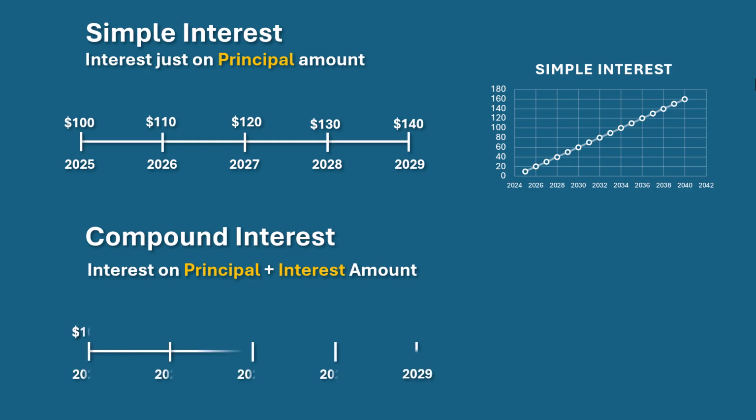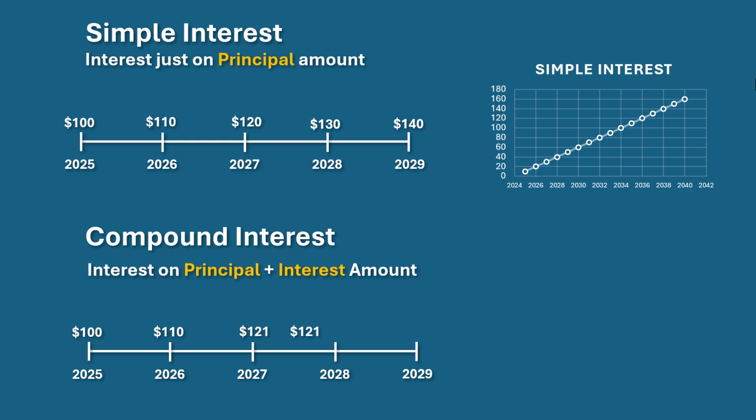Let's use the same data as in the simple interest example. If we apply compound interest on it for the first year 2026, the total amount will be principal, $100, plus interest on the previous amount, which is $10. So total amount equals $110. For the second year, 2027, the interest is applied on the previous year's total of $110, which equals $11. So the total becomes $121.